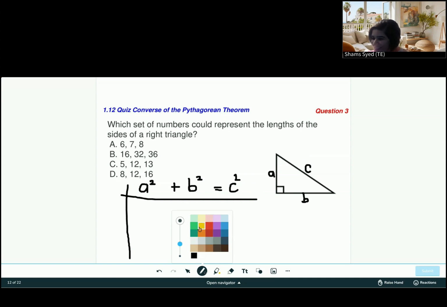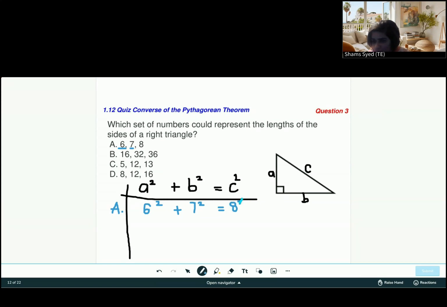Let's check the answers. A is here, right? We will pause when we get the right answer. A says 6, 7, and 8 are the sides of a right triangle. Let's see if that is correct. I'm going to put an A, so you know we are checking answer choice A. The shortest side is 6, so do 6 squared, put it in the calculator, plus 7 squared, the other shorter side. Does that equal 8 squared?